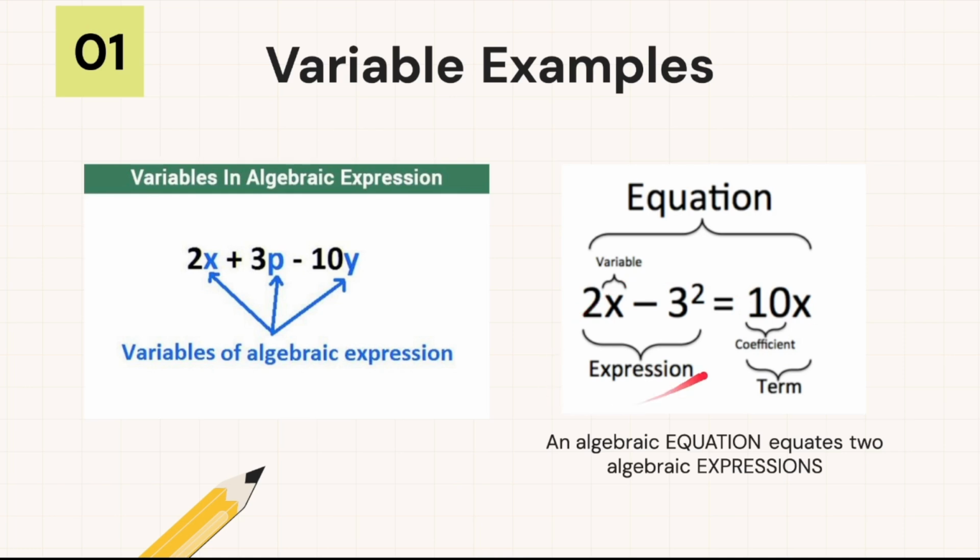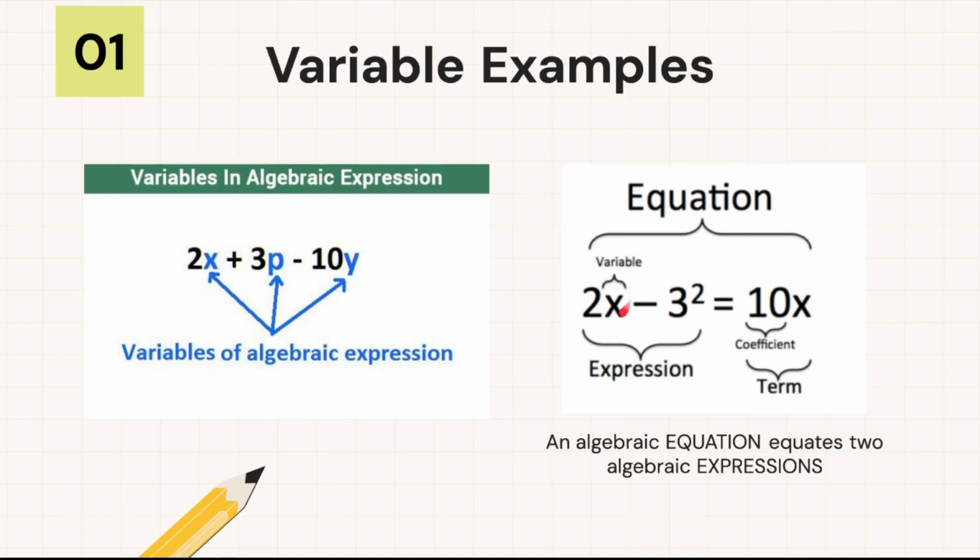Now, an expression is two or more terms with an arithmetic operation between them. So we can see that 2x is one term, 3 squared is another term, and they have a subtraction sign between them. The difference between an expression and a term is that while 10x is not being added to, subtracted, multiplied, or divided with any other term, 2x is being subtracted with 3 squared, which is why this is an expression, because we have an arithmetic operation in between.